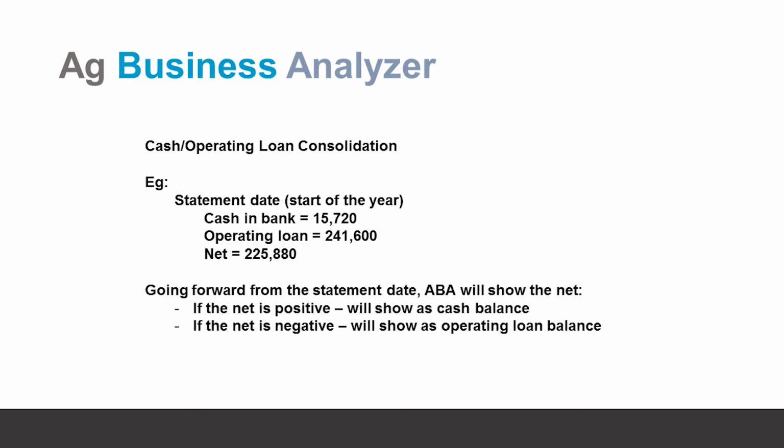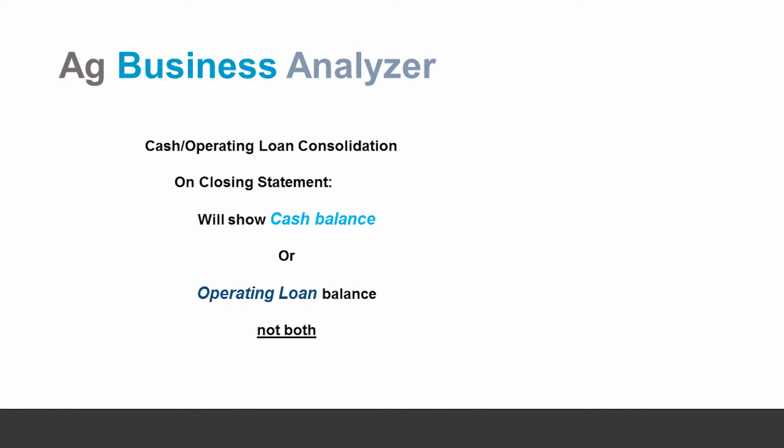So as mentioned, going forward then from this statement date, the ABA program will show the net. If the net is positive, it'll show as a cash balance. If the net is negative, it'll show as an operating loan balance. And when you get to the end of the year on the closing net worth statement, if the amount is positive, it'll show as cash. If it's negative, it'll show as operating loan. But in the closing statement, it won't show both.